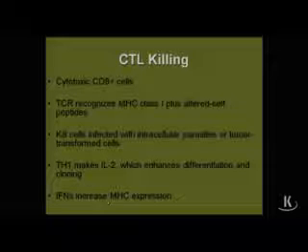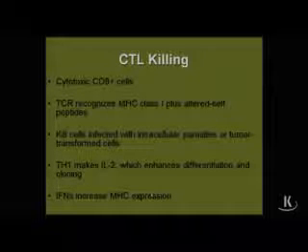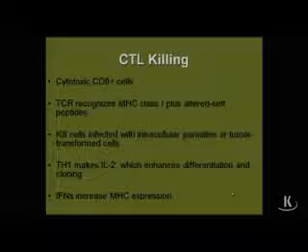Interferons, one of the things that interferons do is help to increase the expression of MHC, and you'll see this in both class 1 and class 2 MHC as well. So we're also going to see an upregulation of the MHC.